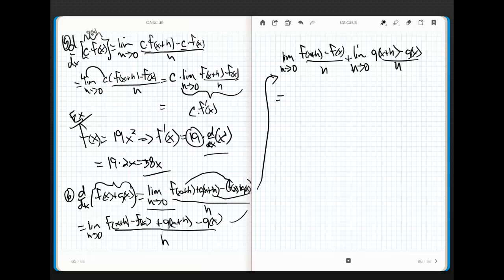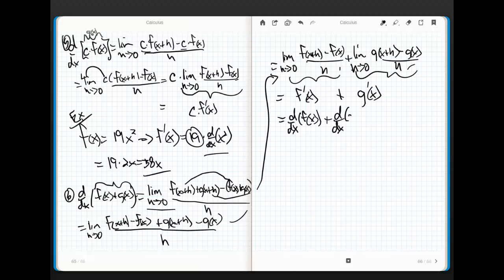And hush my mouth, what's that equal to? Well, this guy is the definition of that, and this guy is the definition of that, and guess what? The derivative of the sum. Now, if I want to be consistent in my notation, it is the sum of the derivatives. And there's nothing to it.